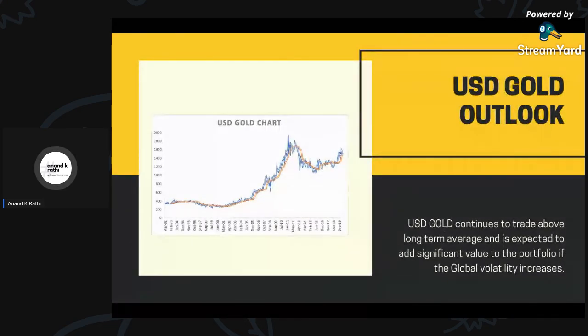The USD gold chart clearly shows that the long-term averages are trending up higher, and it can shoot up further if the global volatility increases. The immediate target, if it shoots up, is $1,930 that it saw in the year 2011.